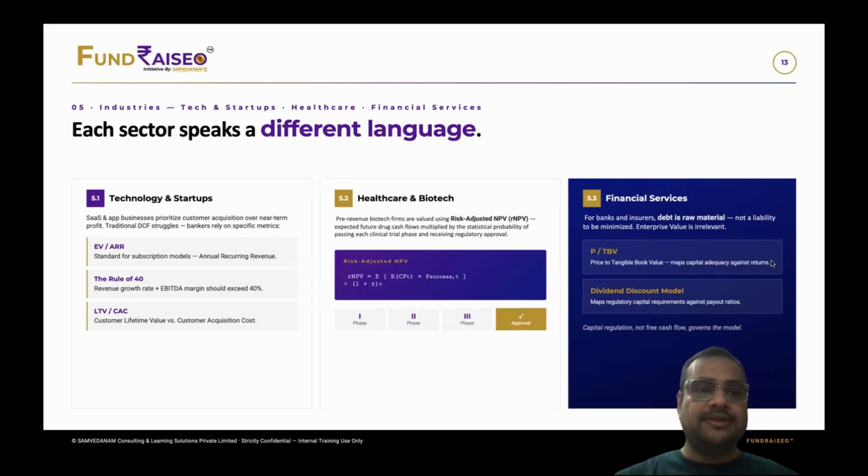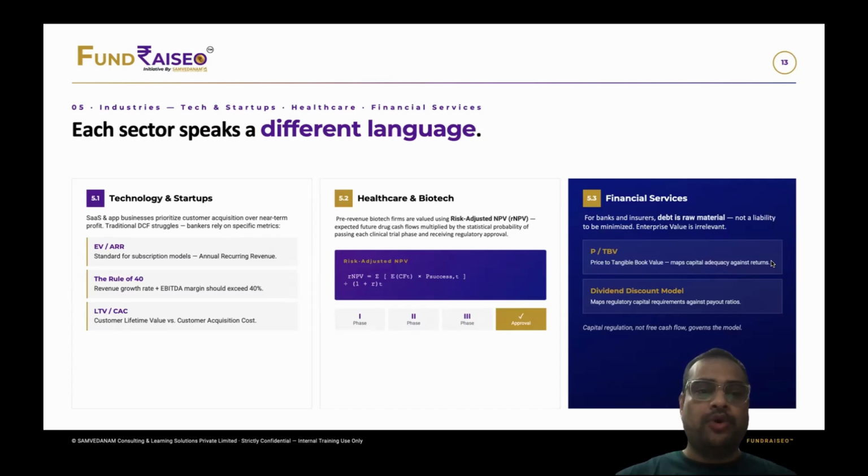So, for example, let's understand technology companies. You see, SaaS and app businesses prioritize customer acquisition over near-term profit. Why is that so? Because first, it's important to get customers on the platform, and then revenue starts coming in by acquiring these customers. Hence, in such cases, the traditional DCF model actually struggles a lot. So bankers rely heavily on certain other metrics. And what are those metrics?